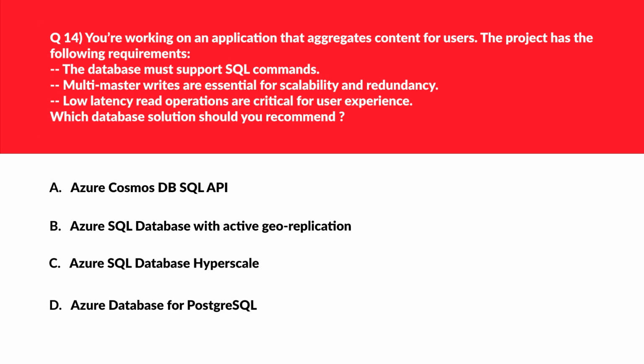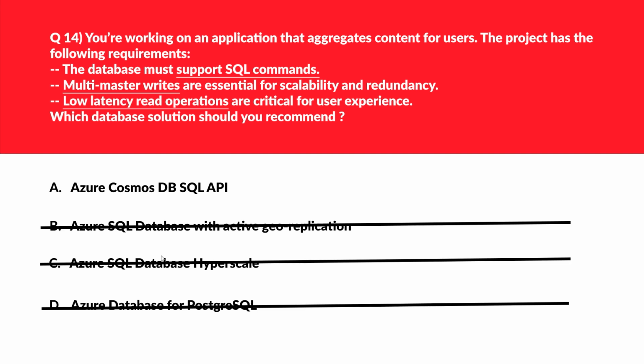Alright, we'll look at option B, C and D together. Azure SQL Database, Azure SQL Database Hyperscale and Azure Database for PostgreSQL cannot meet the multi-master writes requirement as per the question here. Therefore, these are incorrect choices. We are left with option A, that is Azure Cosmos DB SQL API, and it is the correct answer.